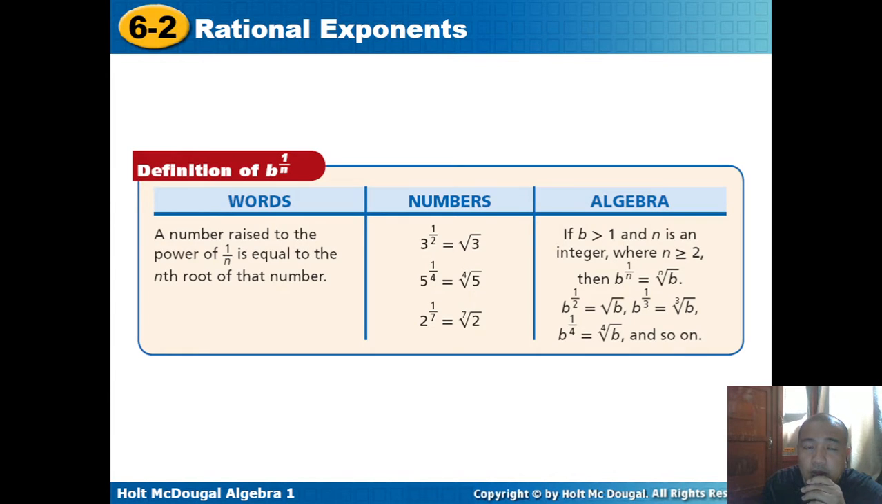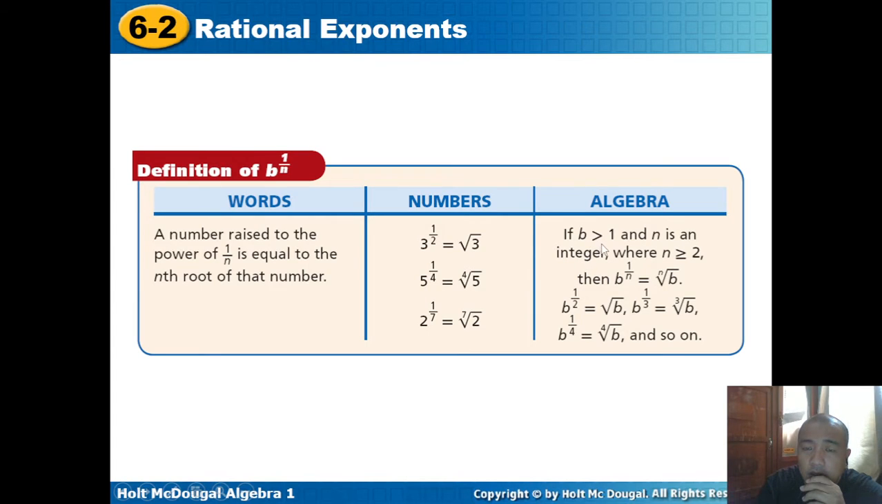Definition of b raised to 1 over n. A number raised to the power of 1 over n is equal to the nth root of that number. So if we have 3 raised to 1 half, it's equivalent to square root of 3. If we have 5 raised to 1/4, it's equivalent to the 4th root of 5. If we have 2 raised to 1 over 7, it's equal to the 7th root of 2.